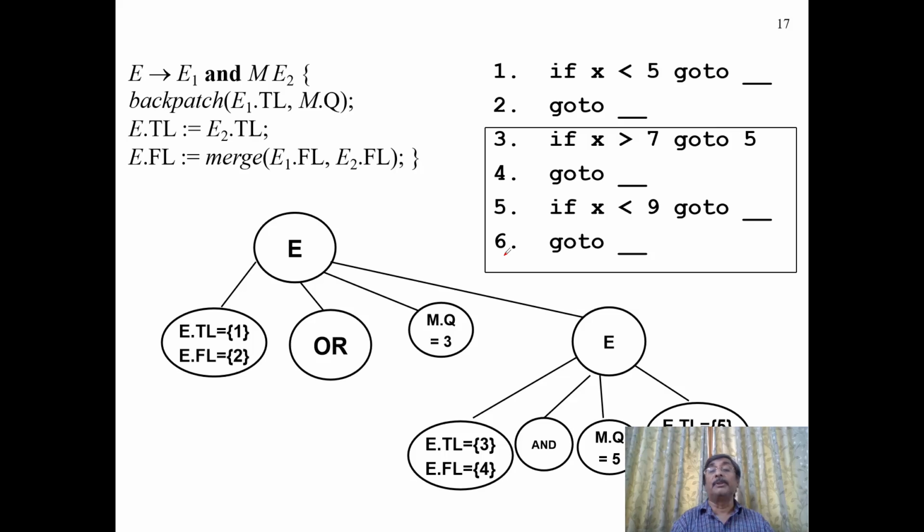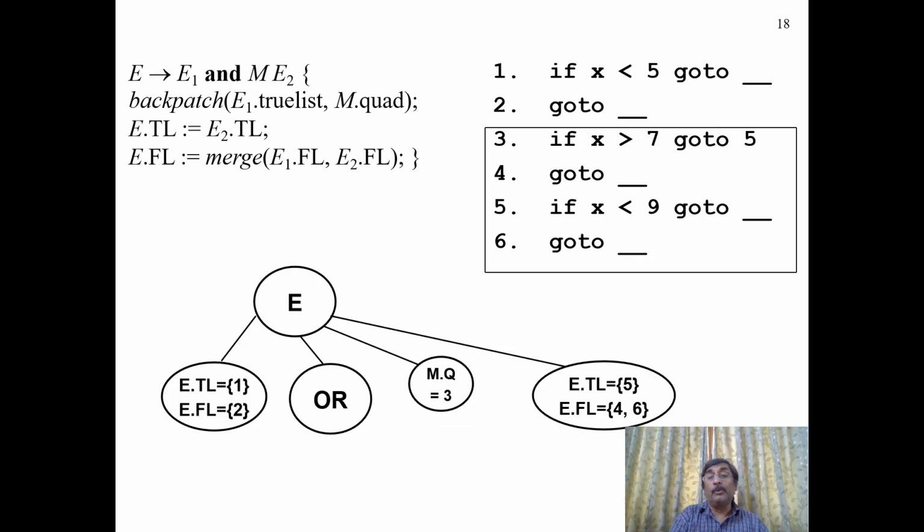Because x greater than 7 is true, but x less than 9 is not true. So therefore, my E.TL will be 5. E.TL will be 5 because if this condition is true, then x greater than 7 is true and x less than 9 is true. E.FL is 4 and 6 because in 4, x greater than 7 is false, and in 6, x greater than 7 is true, but x less than 9 is false. Right? And then I am ready to do this reduction.